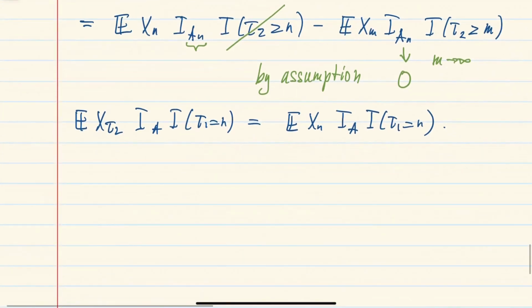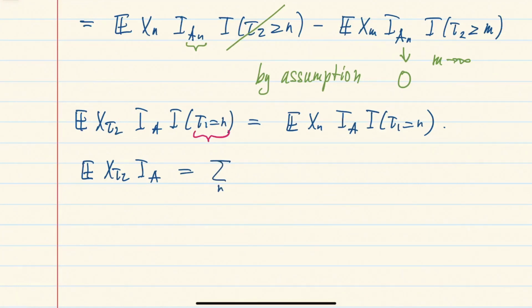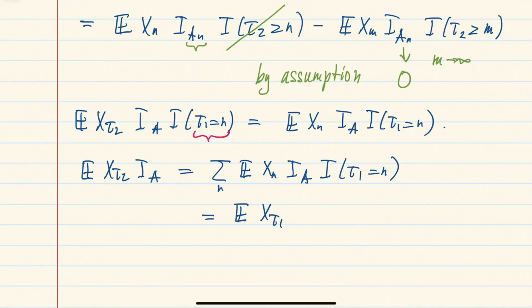Right? And so if we go back to what we started, where we just sum the expectation of X tau2, indicator of the set A, over all possible values of tau1, now we can rewrite it as a sum over n of the right hand side above, so expectation of Xn, indicator of A, indicator of tau1 is equal to n. And of course now you can just replace Xn by X tau1, and you get expectation of X tau1, and you sum over all n, so you just left indicator of A.